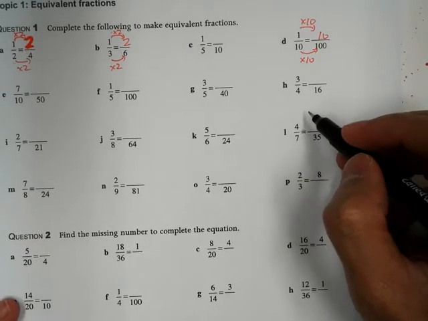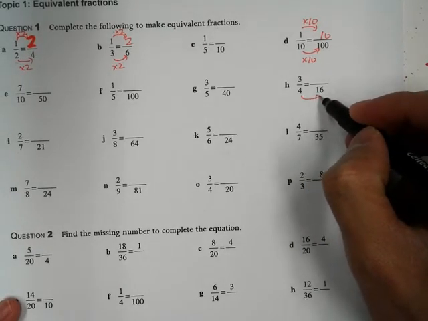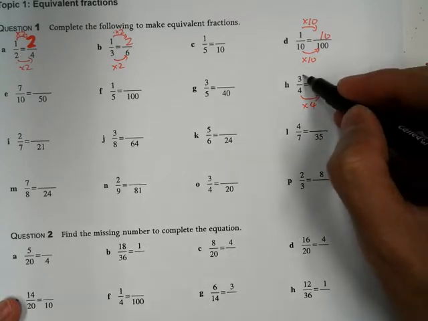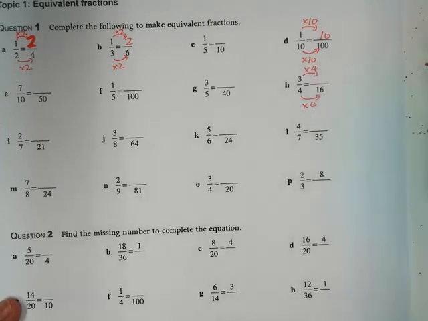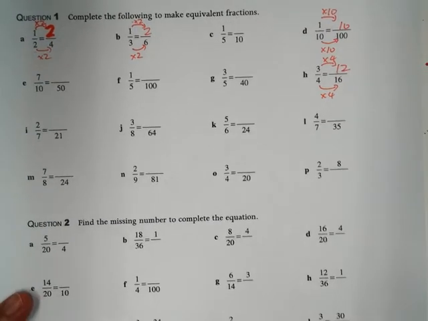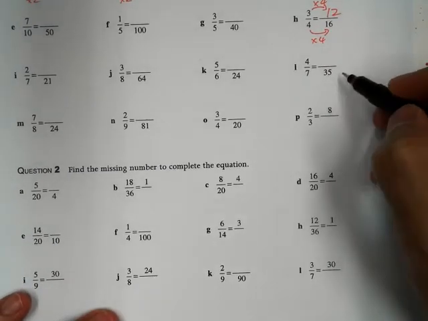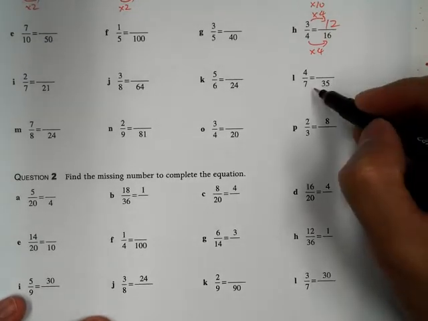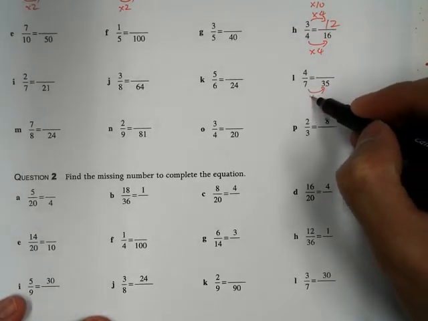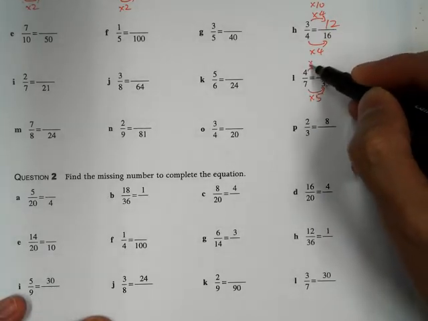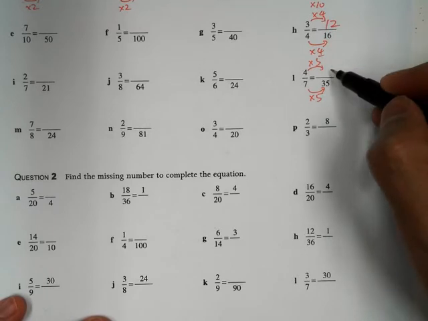Or we see question H. From 4 to 16 we multiply by 4. 4 times 4 is 16. Therefore for the numerator we also multiply by 4. So 3 times 4 is 12. And we can also see the harder one, 4 sevenths. The denominator is multiplied by 5. 7 times 5 is 35. Therefore the numerator we also multiply by 5. 4 times 5 is 20.